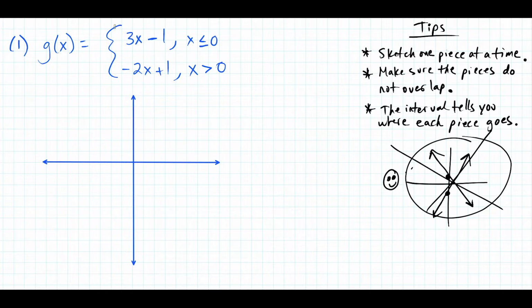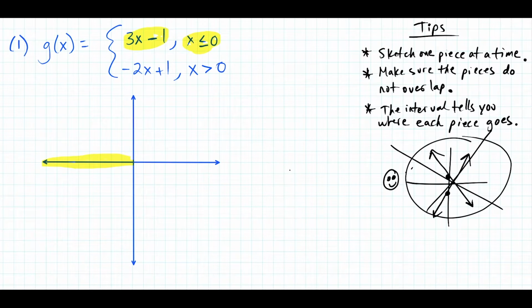You want to make sure you're paying very close attention to drawing one piece at a time, make sure your pieces don't overlap, and focus on the intervals because they're going to tell you where everything goes. So the interval here for the first piece is x less than or equal to 0, which corresponds to this part of the graph here, the negative side of the x-axis. So I'm going to be drawing 3x minus 1, but only on this part of the graph here. I'm not going to be going to this part of the graph where x is greater than 0.